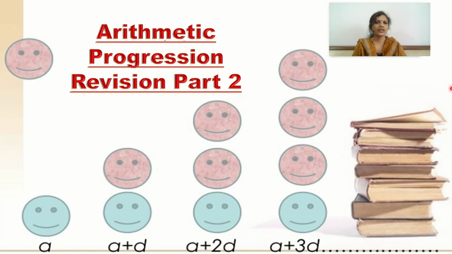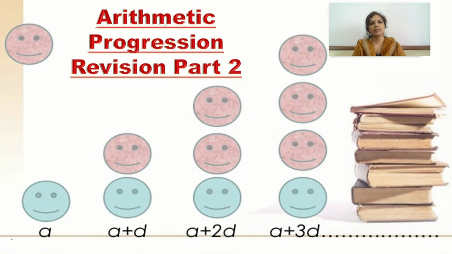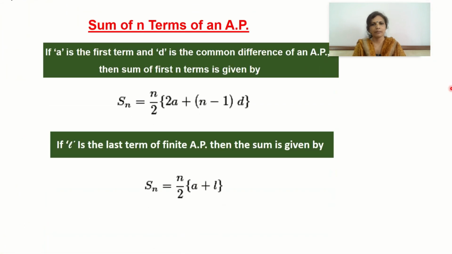Hello children, we are doing revision of chapter number 5, arithmetic progression. In the last video lesson, we revised all the sums which were related with the formula of the nth term of an AP, that is an is equal to a plus n minus 1 into d. In this video lesson, we are going to discuss the other formula, that is the sum of n terms of an AP.